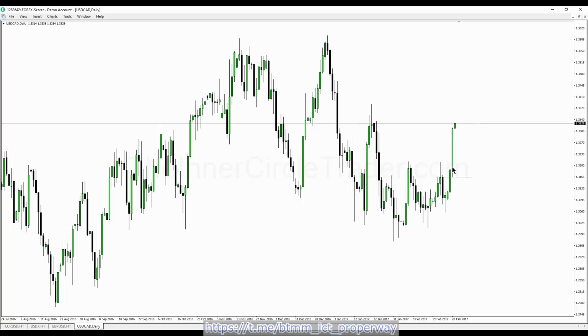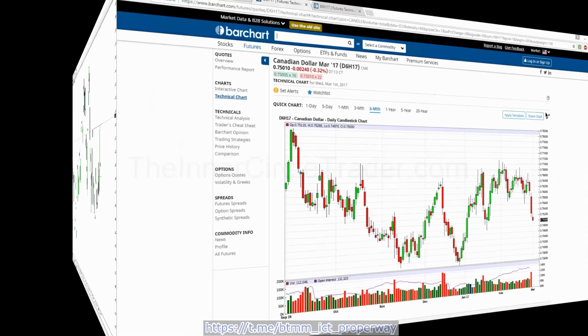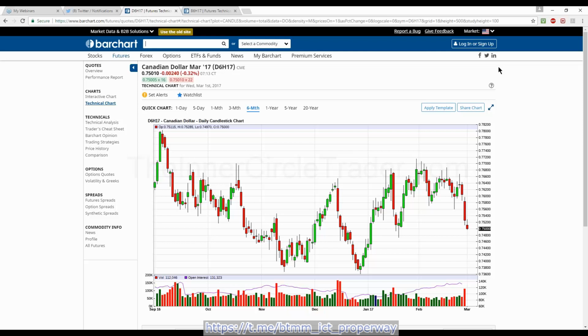Then we saw the price trade here, go through, and now we're seeing a little bit more follow through today. Okay, so we're looking at the Canadian dollar futures contract.